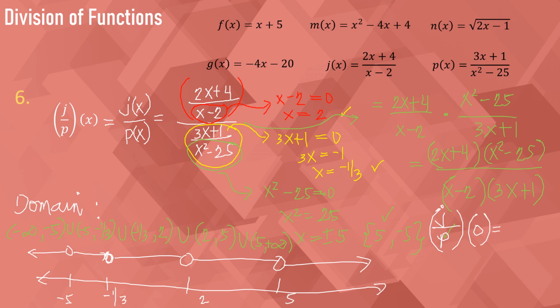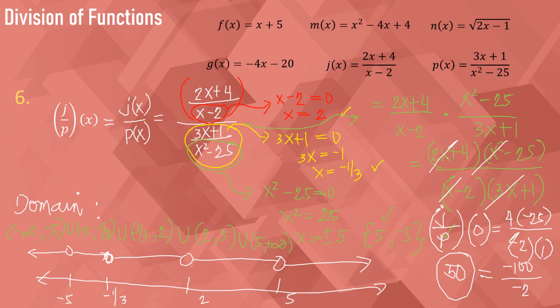So pag 0 ang input, ito magiging 2 times 0, 0, plus 4, 4. So we have 4 times negative 25 times negative 2 times 1. Kasi magzi-zero itong 3x, so 0 din to. Okay, so 4 times negative 25 is negative 100 divided by negative 2. So the answer is 50.